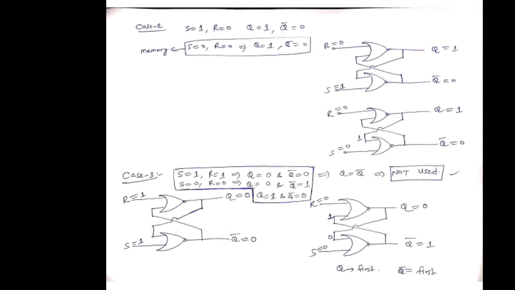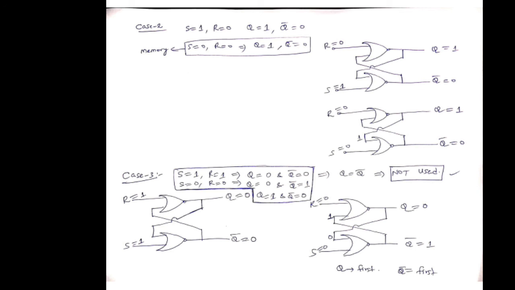Next, the last case is case 3. This case is very much important and it is somewhat confusing also. You have to see clearly without making any problem. You can understand easily. When S is equal to 1, R is equal to 1, we have to check whether the normal output and complement output are satisfied or not.